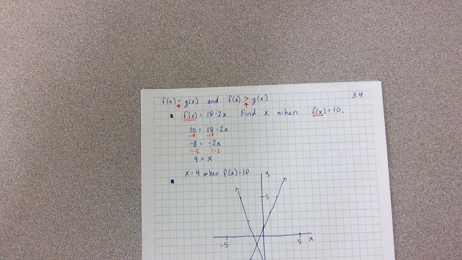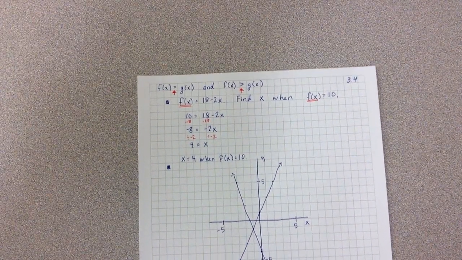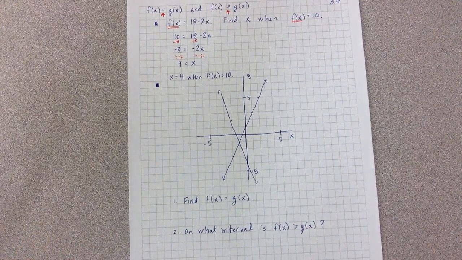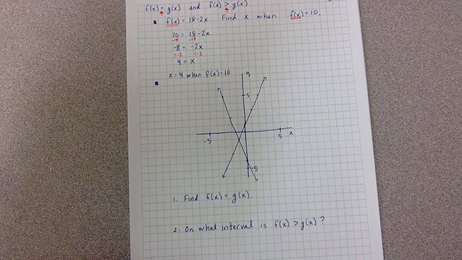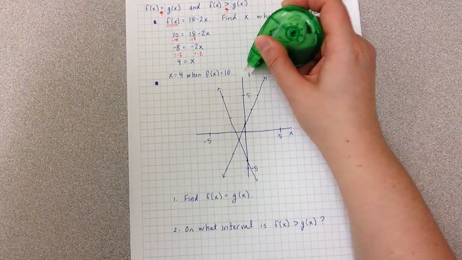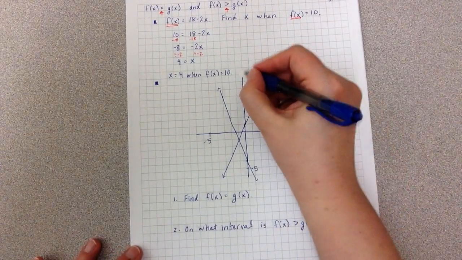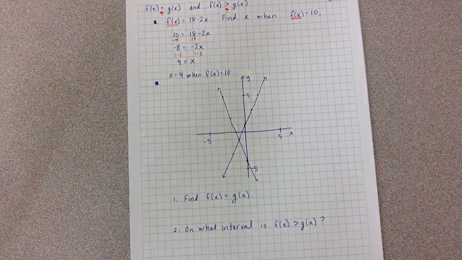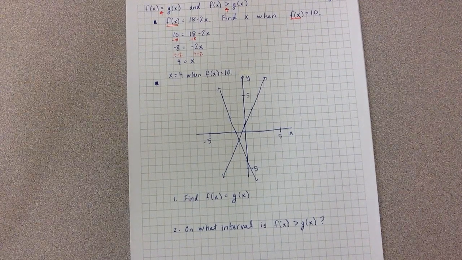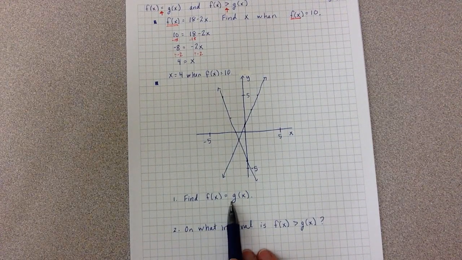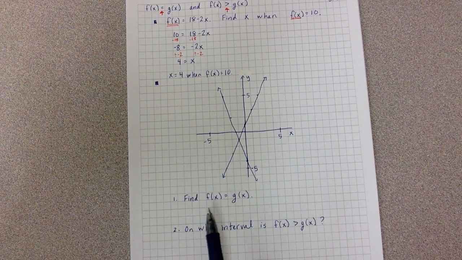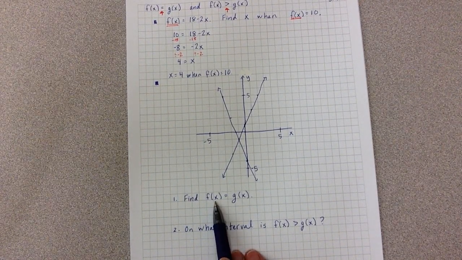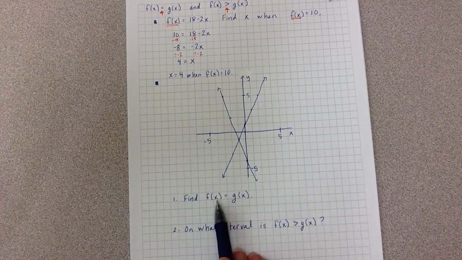Now, this is the part where we're really looking at that title for our notes. In here, we're looking at a graph, and we're looking at two examples. For using that graph, the first example asks us to find f of x equals g of x. So this is asking for where is it on this graph that the two y's are equal?